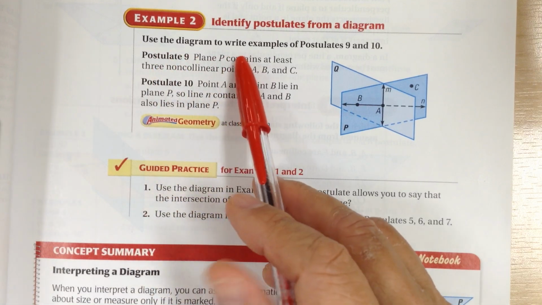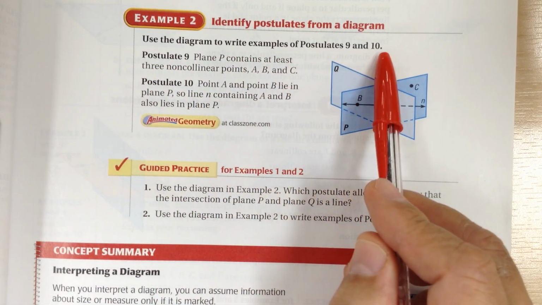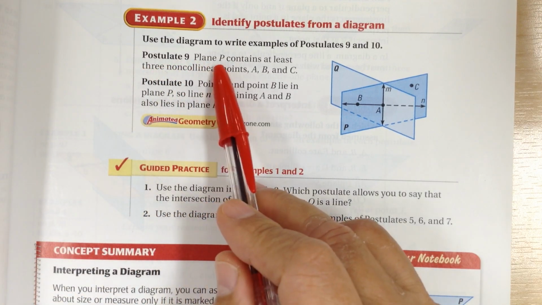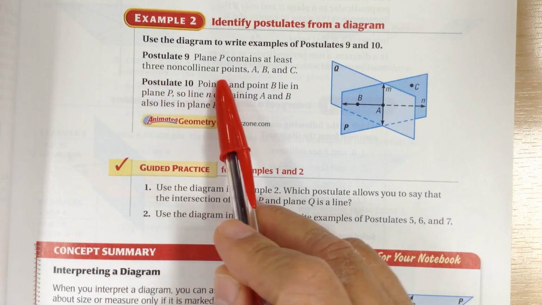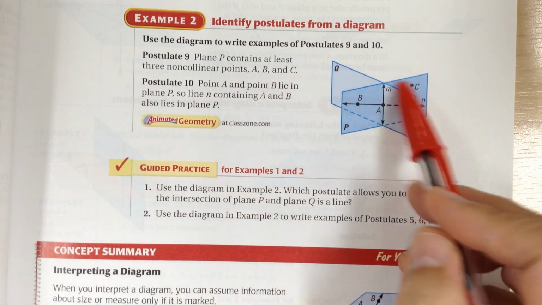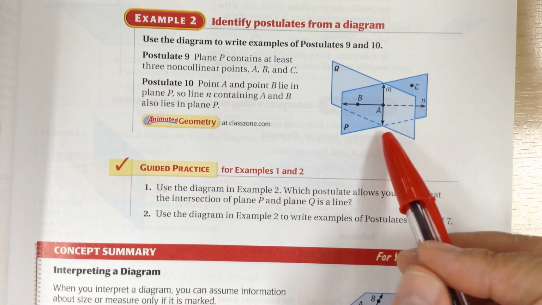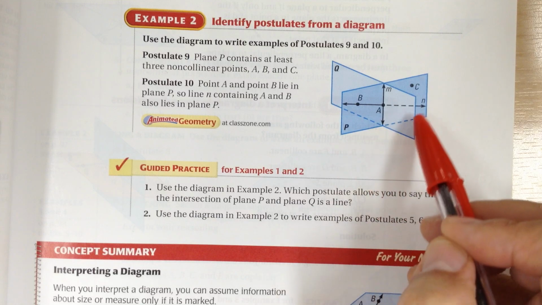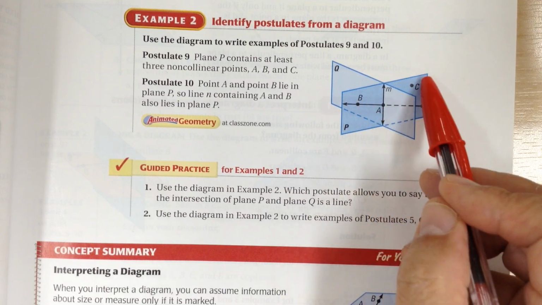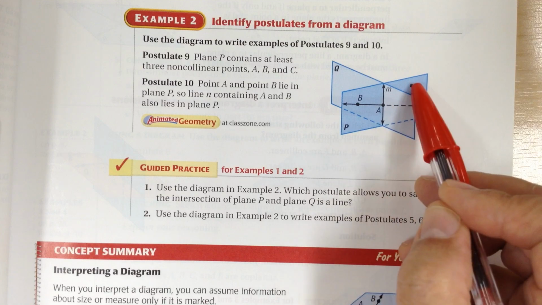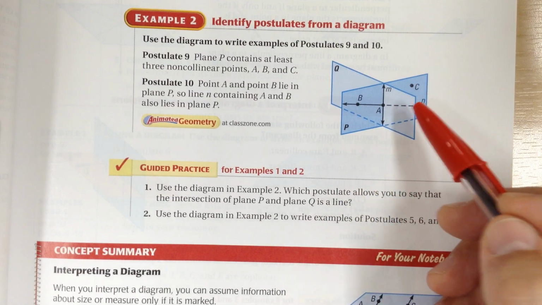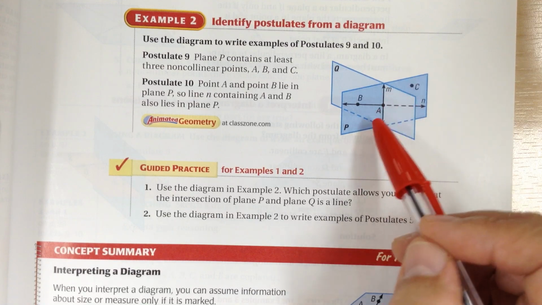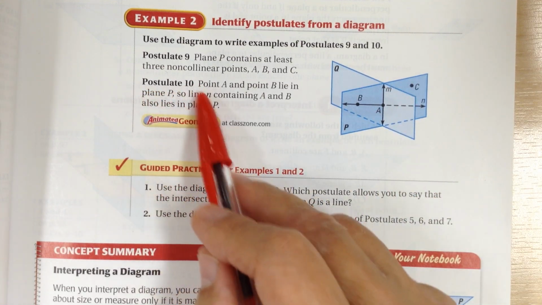Use a diagram to write an example of postulates 9 and 10. Postulate 9 says plane P contains at least 3 non-collinear points A, B, C. So you can see from this diagram how to write postulate 9. You don't have to use A, B, C, you can use other points, but since only 3 points are named, you have no other choice but to use A, B, and C. If in some other diagram they have a lot of points, then there can be multiple options.